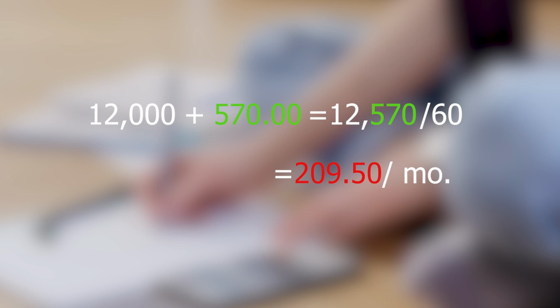So we're going to add that 570 to the whole principal, which was the 12,000, and we're going to divide that by 60 months because that was the payment term, and what we get is 209.50.